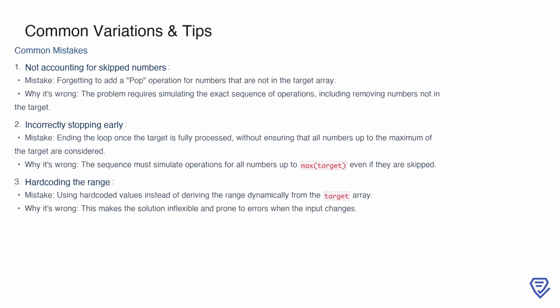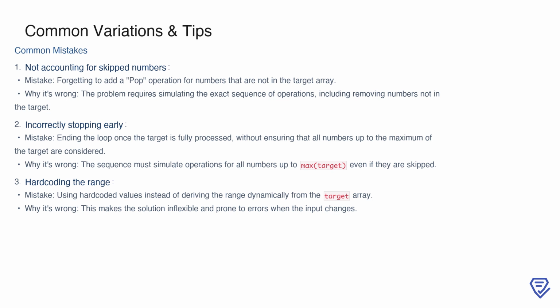When solving this problem, there are several common mistakes to watch out for. First, not accounting for skipped numbers is a frequent oversight. If a number is not in the target array, a corresponding pop operation must still be added to simulate removing it from the stack. Forgetting this violates the requirement to simulate the exact sequence of operations. Another issue is stopping the loop too early, such as halting once the target array is fully processed without considering all numbers up to the maximum value in the target. This leads to an incomplete simulation, as the operations for skipped numbers are also part of the sequence.